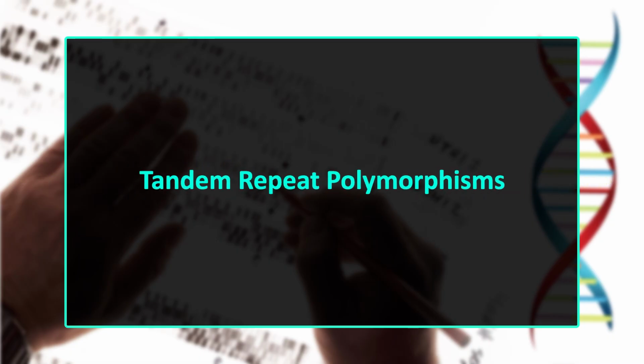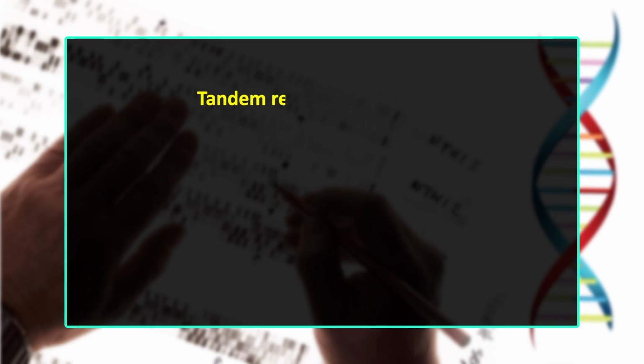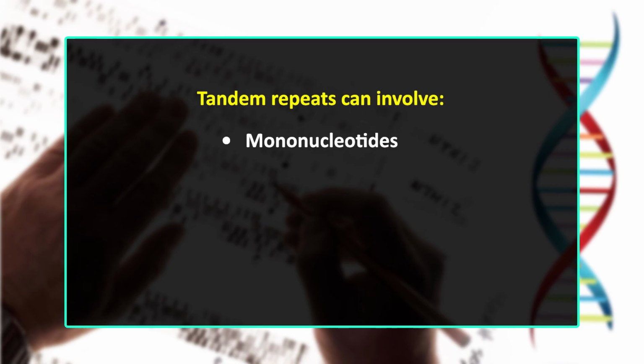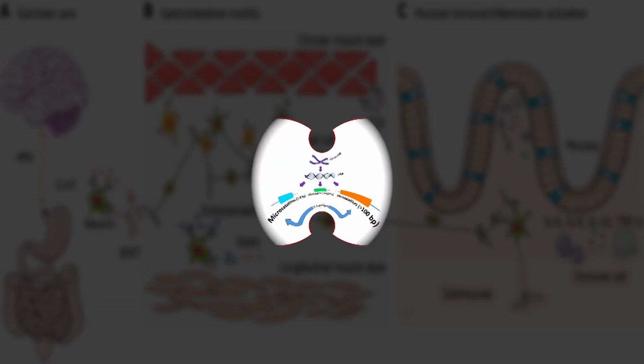First, the tandem repeat polymorphisms. The term tandem repeats is used to describe tandemly repeated DNA sequences, also known as simple sequence repeats or satellite DNA, which includes both microsatellites and minisatellites. Tandem repeats can involve mononucleotides, dinucleotides, trinucleotides, that is the triplets, tetranucleotides, etc.